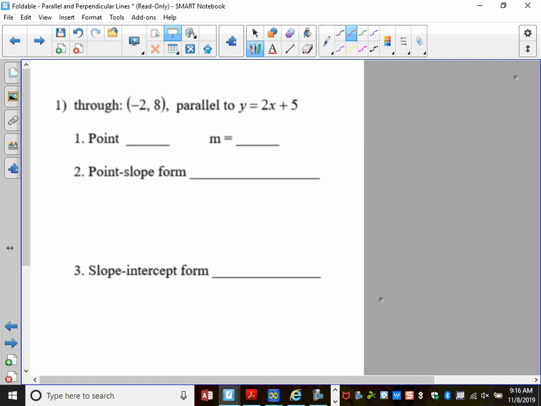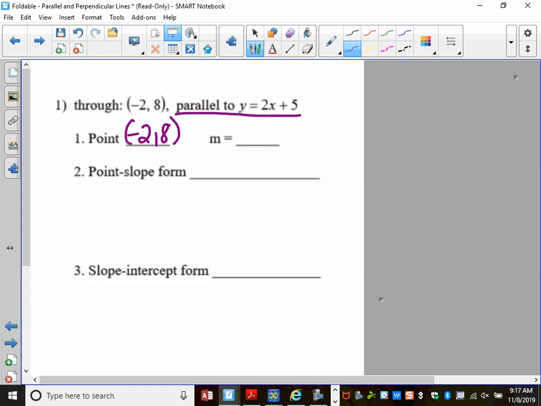Okay, so let's open that up, and we're going to start with question number 1. What I have you first do is just identify the point that we're using. That's easy. It's right here, (-2, 8). And identify the correct slope. Since the question says I want a line that is parallel to this equation and it passes through this point, keyword right here, because this tells me what slope I'm using.